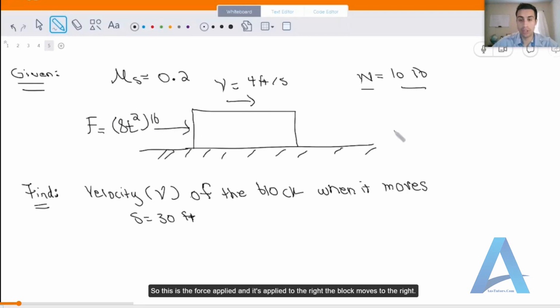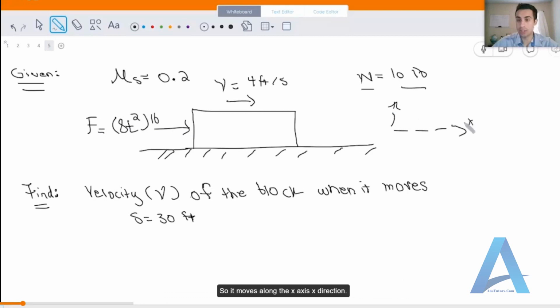The block moves to the right, so it moves along the x-axis, x direction. This is the y direction. It's positive, positive, and we're given the coefficient of kinetic friction is 0.2, and what we want to determine is the velocity of the block when it moves a distance s of 30 feet. So what is the velocity at a distance of 30 feet?